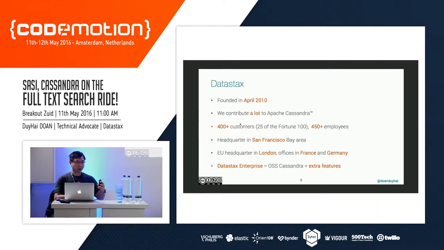So Apache Cassandra is an open source project. It belongs to the Apache Foundation. Right? DataStax, we are a commercial company, and we are the biggest contributor to Cassandra. Like 80% of the committers of Apache Cassandra, they are employees of DataStax. And our business model is we take the open source version and we add extra features, so we get the enterprise edition of Cassandra.